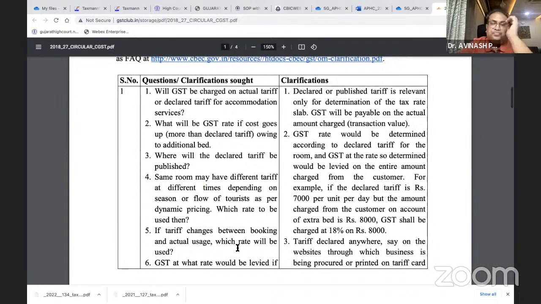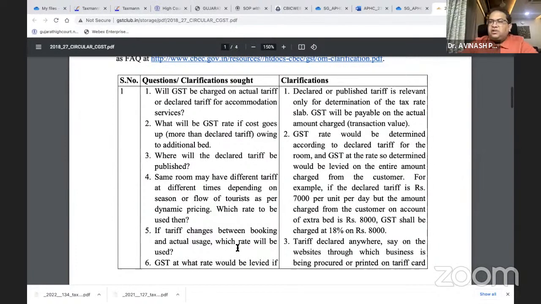So the answer is, GST rate would be determined according to the declared tariff for the room. So the declared tariff is 7,000 rupees, and accordingly the GST rate that will be applicable is determined. And GST at the rate so determined would be levied on the entire amount charged from the customer. For example, if the declared tariff is rupees 7,000 per unit per day, but the amount charged from the customer on account of the extra bed is 8,000 rupees, GST rate shall be 18% only.